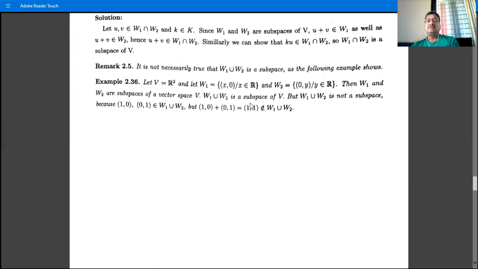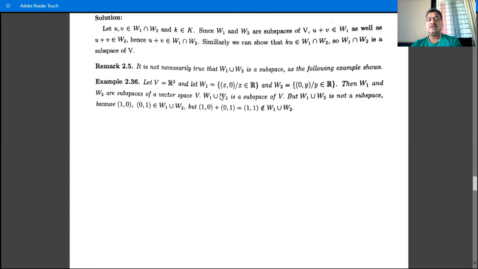So we give a counter example for this. That is, this statement is not true. Let V be equal to R square, W1 the set of (x, 0) with x belonging to R, and W2 the set of (0, y) with y belonging to R. Obviously, these two are subspaces of V equal to R2. Then W1 and W2 are subspaces of vector space V. W1 intersection W2 is a subspace of V, but W1 union W2 is not.